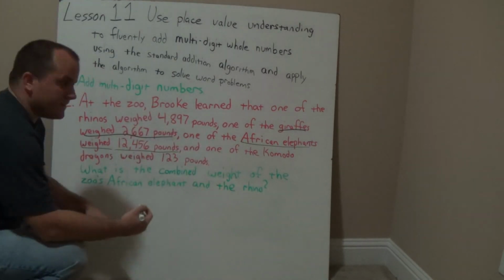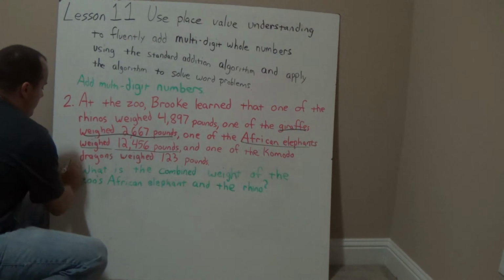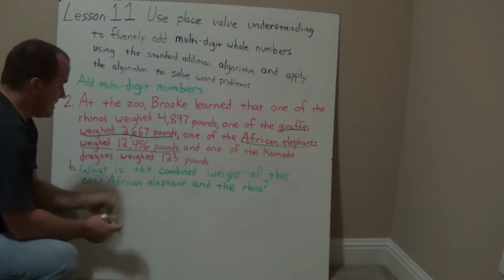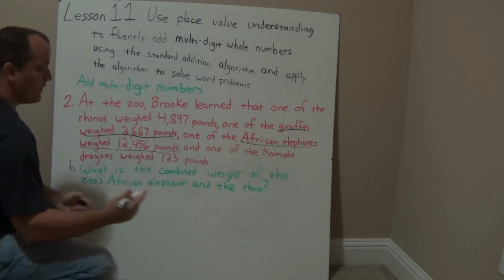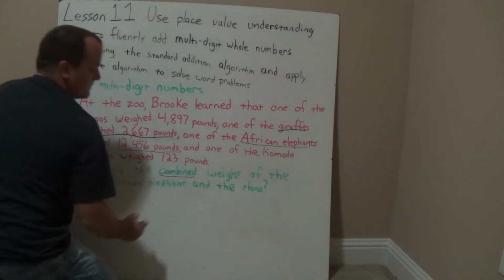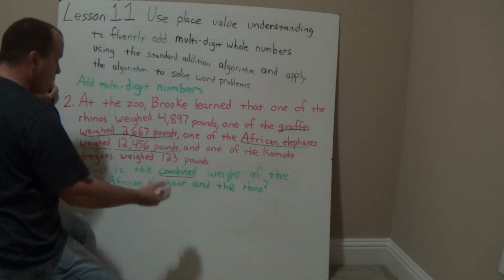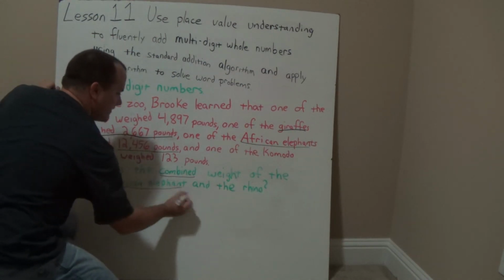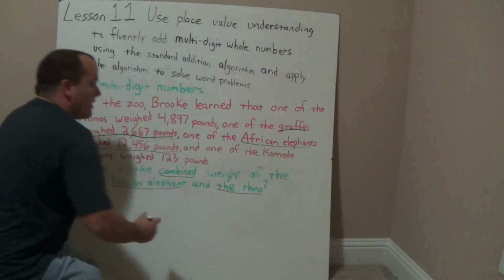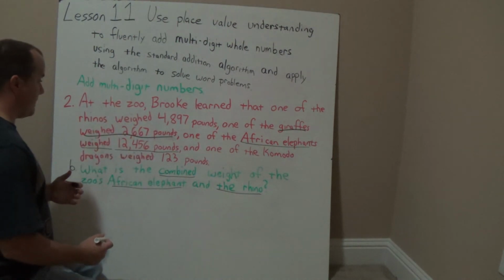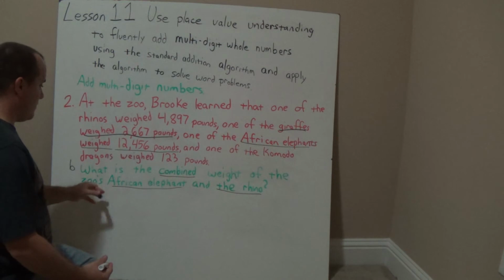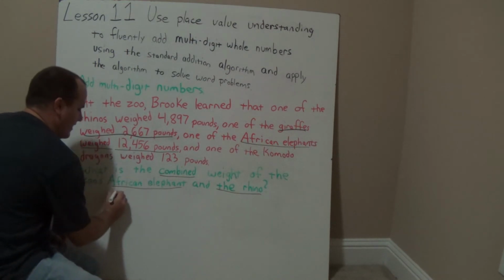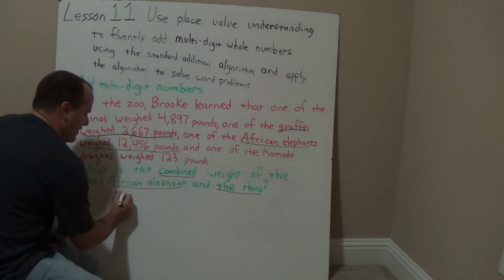Alright, so we're still looking at the same question, question number 2, except this time we're on letter B. Letter B says, what is the combined weight of the zoo's African elephant and the rhino? Well, I remember that combined means that we're going to add something together. We're adding the weight of the African elephant and the rhino. So if I remember from question A, I went back in my information and I found what I was looking for. The first thing I'm looking for is my African elephant. So again, I'm going to abbreviate that AE.